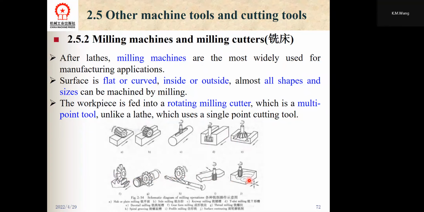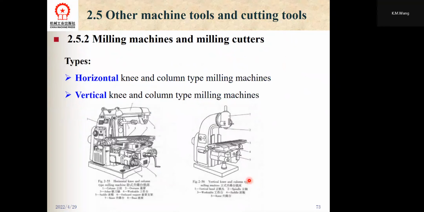These are the types of milling operations, and now the types of milling machines. There are two types of milling machines. The first is the horizontal knee and column type milling machine.